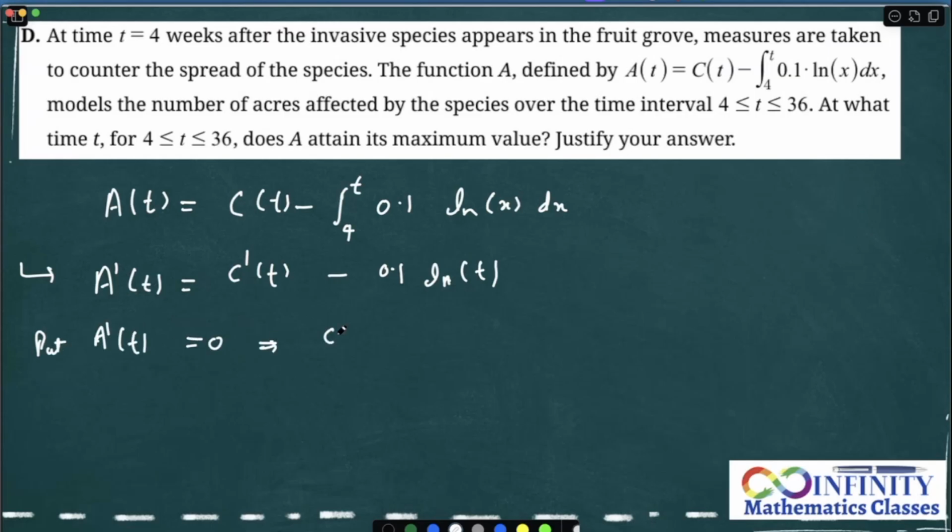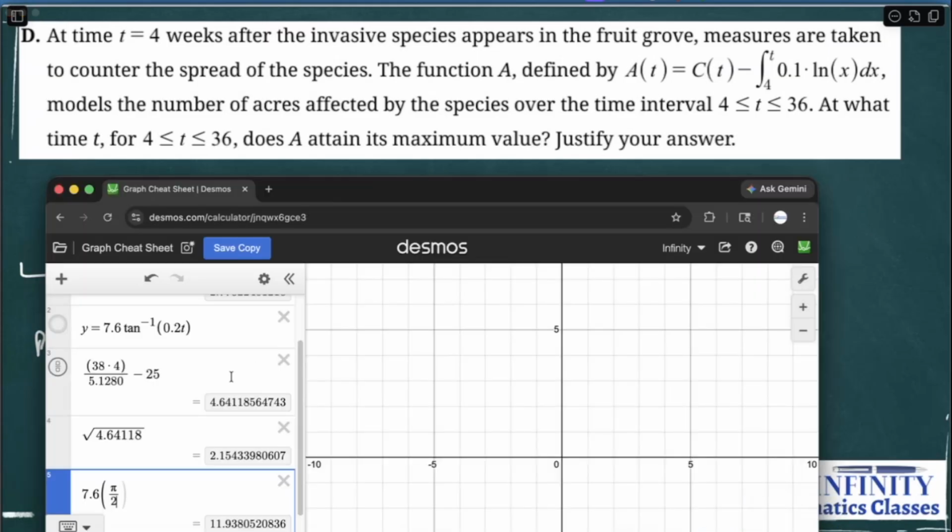That means your C prime t. What is C prime t? It was 38 divided by 25 plus t square, minus 0.1 ln t equals 0. Somehow I need to find this value, and finding the value is going to be a little bit difficult. But yes, if we can use Desmos, that will be really easy. So I will be using Desmos there.